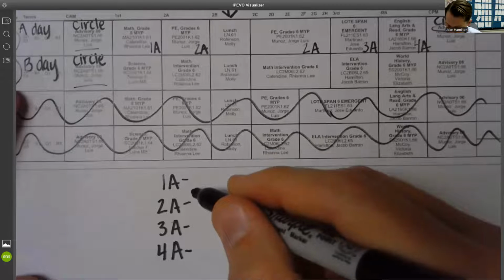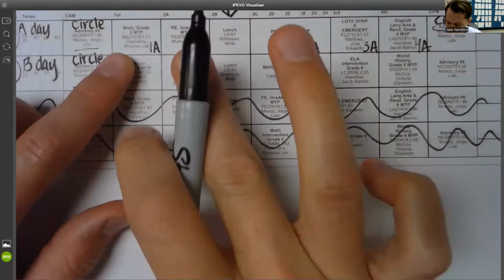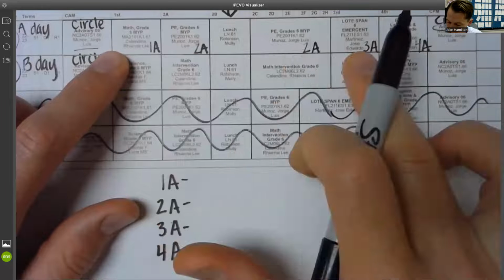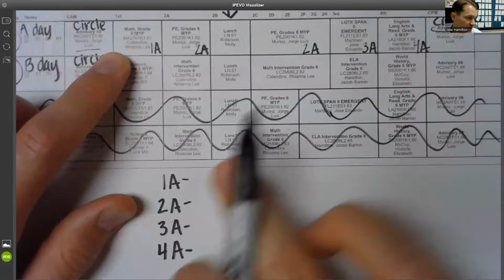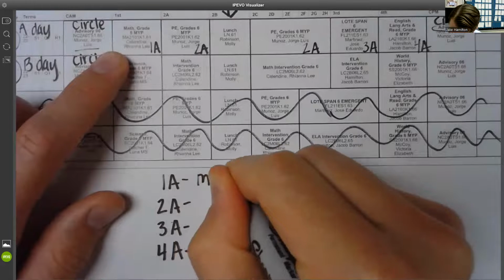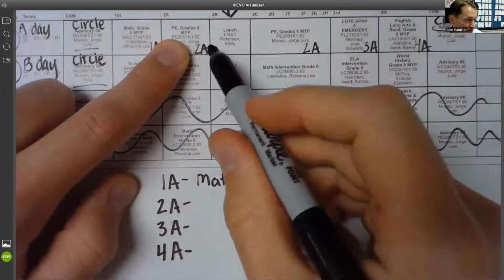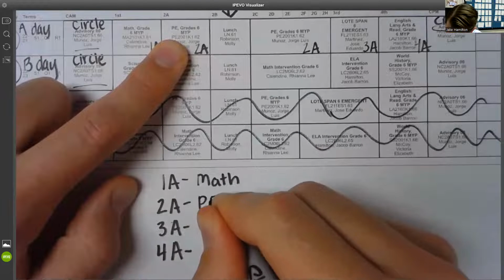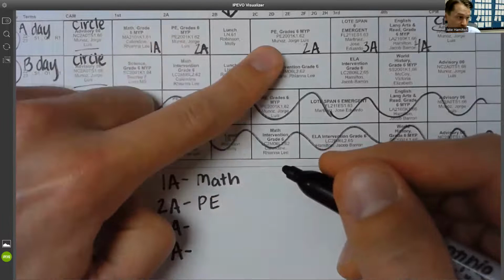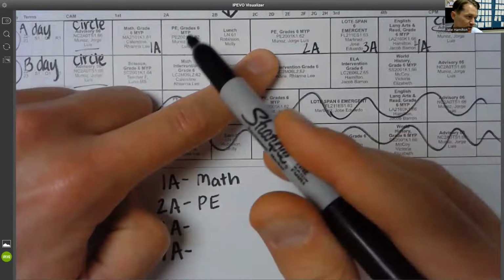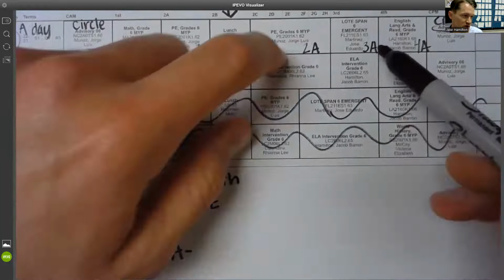Now, just because it's easier to read this way, go ahead and check what classes you have for first period A day, second period A day, third period A day, and fourth period A day, and write them down here. So this scholar had math. Then I'm going to check here. Second period A day is PE. Don't get confused. Remember, second period A day is on there twice. I'm not going to write it twice. It's the same class, just split by lunch.